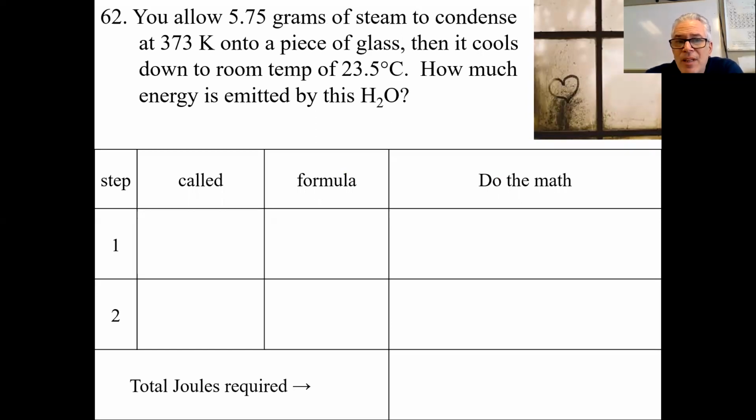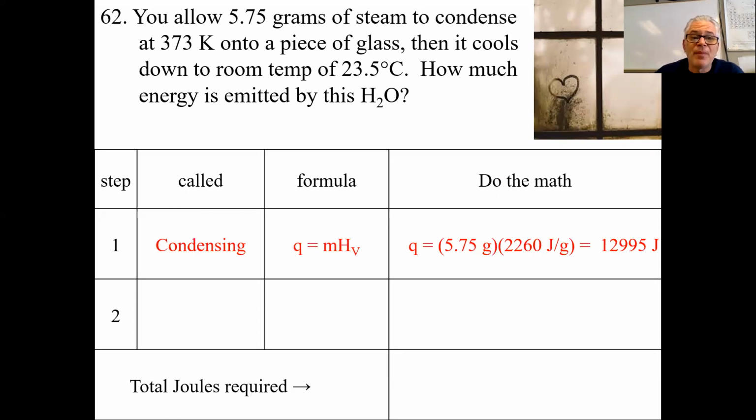5.75 grams of steam condense onto a piece of glass. It's hot. Then it's going to cool down. So how much energy is emitted by this? Well, first we're going to condense it from the boiling point from gas to liquid. Then we're going to make the liquid at 100 centigrade cool down to pretty chilly, 23.5.